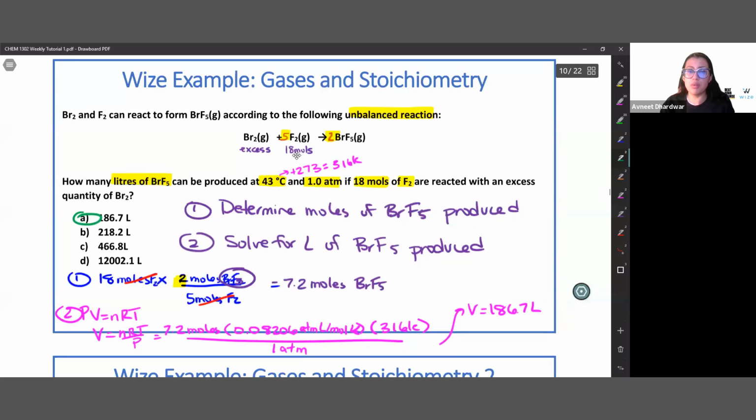So for this problem, you had to first figure out how many moles of the product we could get just based on looking at the stoichiometric coefficients in this reaction. And that's what we were very used to doing. And then the only difference here was that it actually wanted you to solve for volume. So once you had moles of our gas, we wanted volume of our gas. And so you had to plug that into the ideal gas law equation.